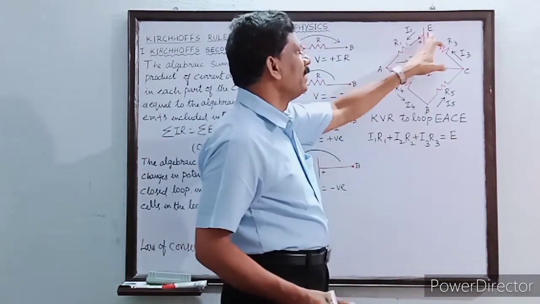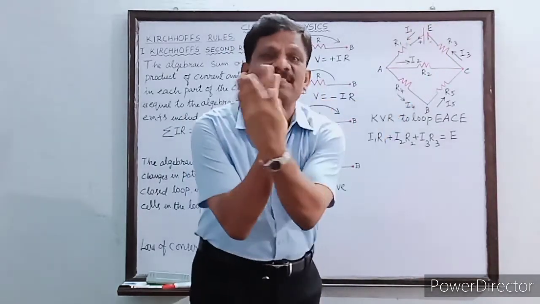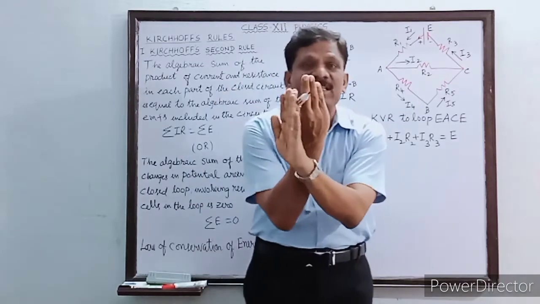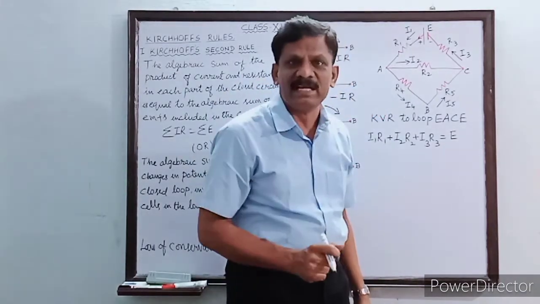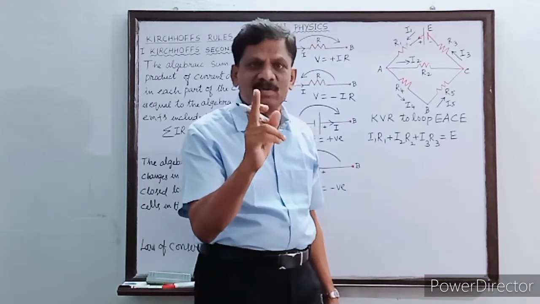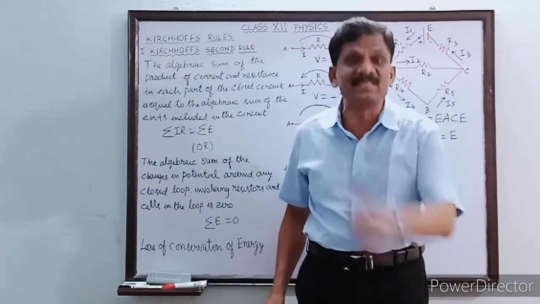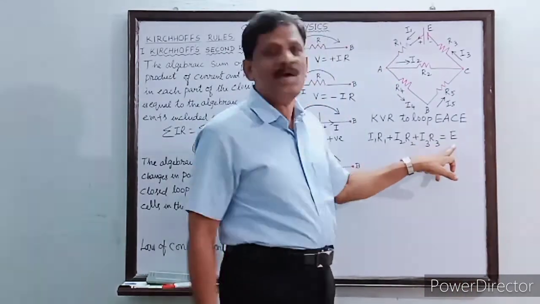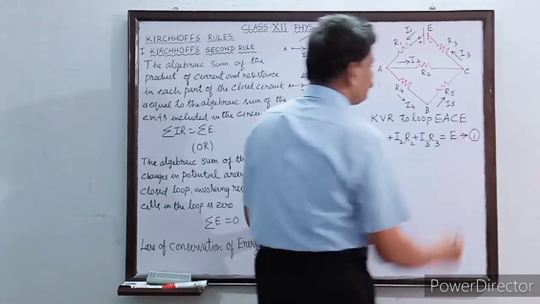Suppose the cell is interchanged in this diagram, such that the current is leaving from the negative terminal. Then the right hand side should be negative, is it not? I hope you have understood. But actually, as per this diagram, current is leaving the positive terminal of the cell. Therefore, E is positive. And this is equation 1.